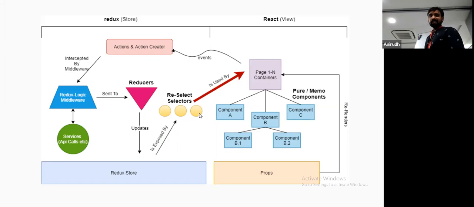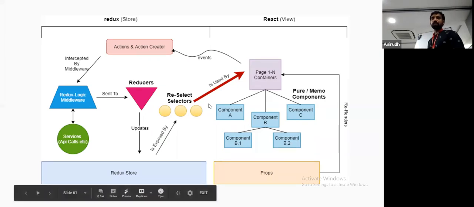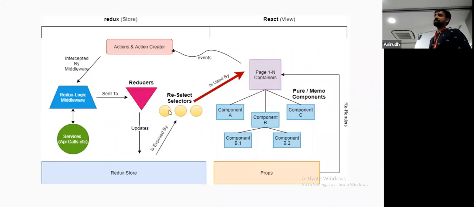So then the selector's data is consumed by the container, and then the container drills down the data to the child components. And then the whole cycle repeats again. So this is an architecture that we had followed. You can follow your own architecture, but make sure that you are following the functional programming principles. Don't mutate state. Don't write impure functions. Try to write pure functions. All that.